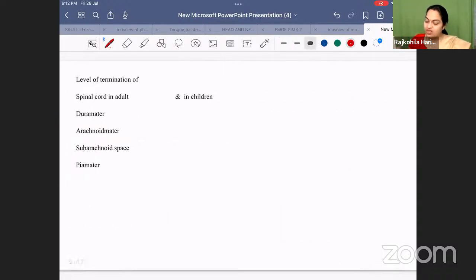Coming to this point, the level of termination of the spinal cord in the adult corresponds to the lower border of L1. And in children, it corresponds to the lower border of L3. So you have the spinal cord and the three meninges that cover it. You have the pia mater that extends down as the filum terminale, then you have the arachnoid, and outer to the arachnoid, you have the dura mater.